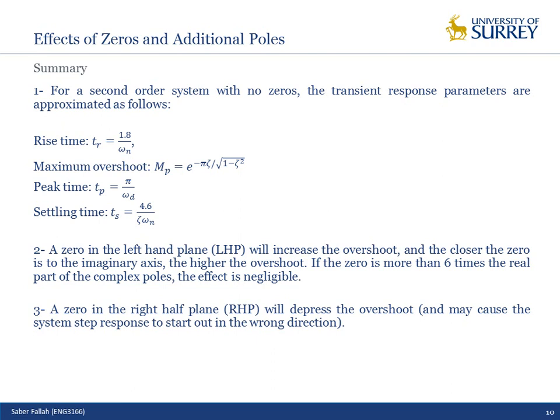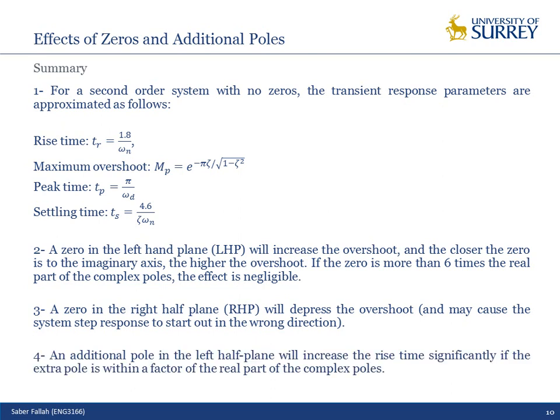Okay? And as the last point, an additional pole in the left-hand plane will increase the rise time significantly if the extra pole is within a factor of 6 of the real part of the complex poles. Okay, or is not far away from the complex conjugate real parts.